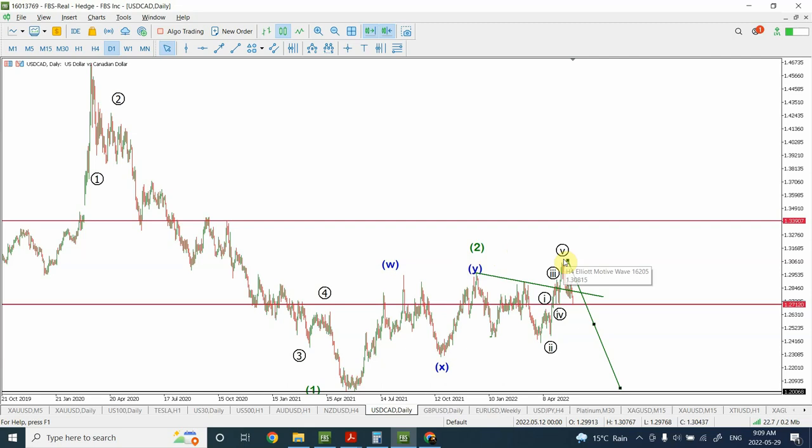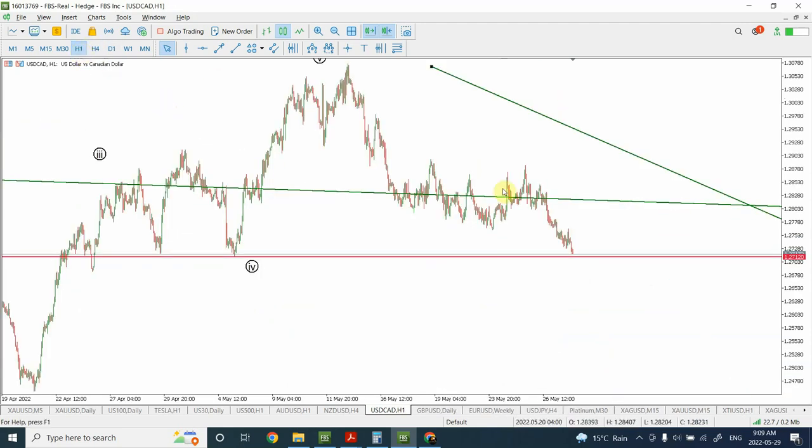But starting from that, we can clearly count a five wave structure, and we can consider this as a W, and this as an X, and then we have a five wave structure correction, another five wave structure. So we're heading downward right now. As far as the 4 hourly time frame or an hourly time frame analysis is concerned, I'm looking for a pullback, and then I'll be able to.